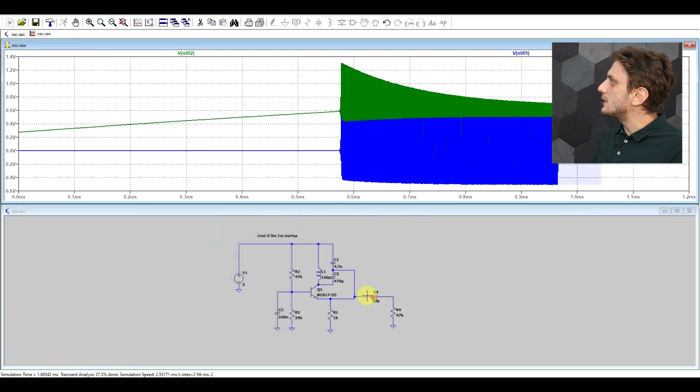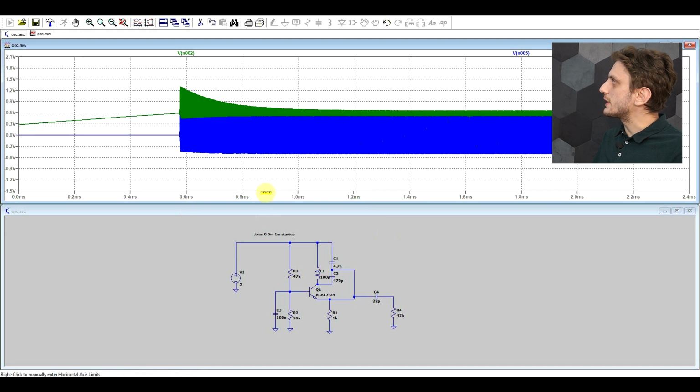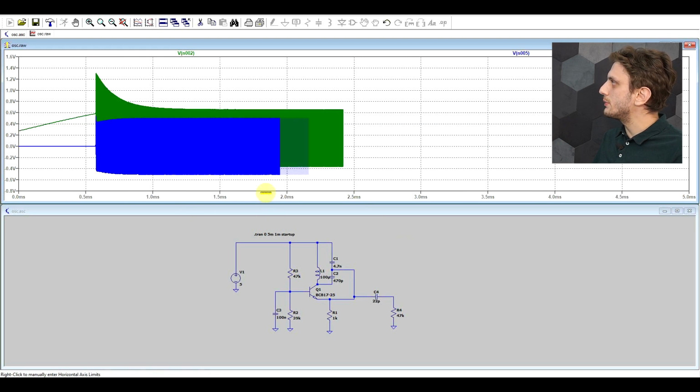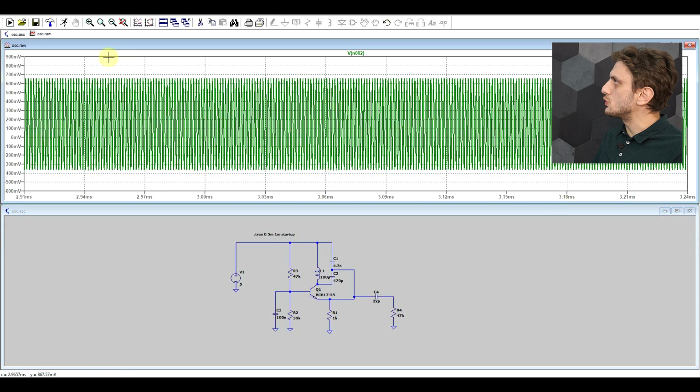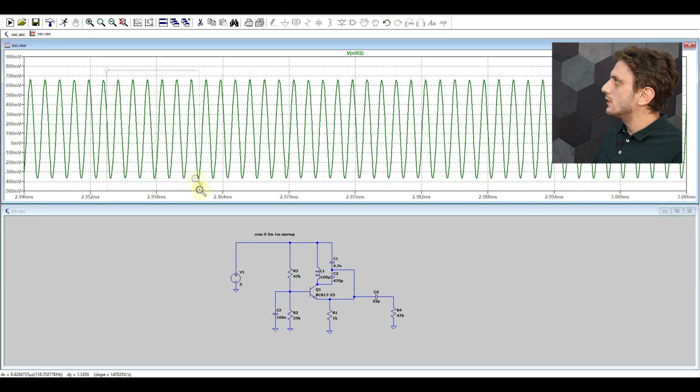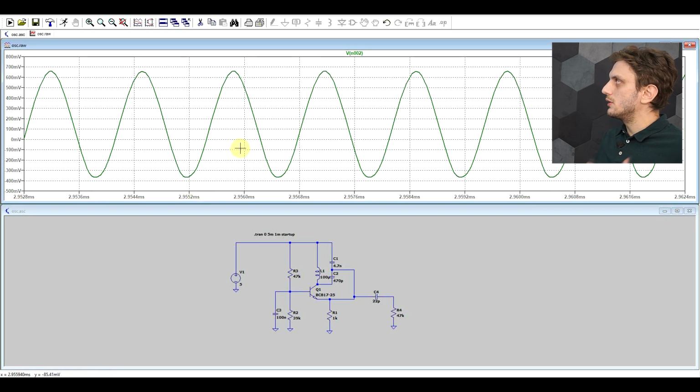And if we run this thing, we can see that it takes a few milliseconds for the oscillator to start up. But afterwards, if we zoom in, we can see that it will provide quite a clean sine wave. So the signal coming from this doesn't really need any extra filtration to eliminate extra harmonics.